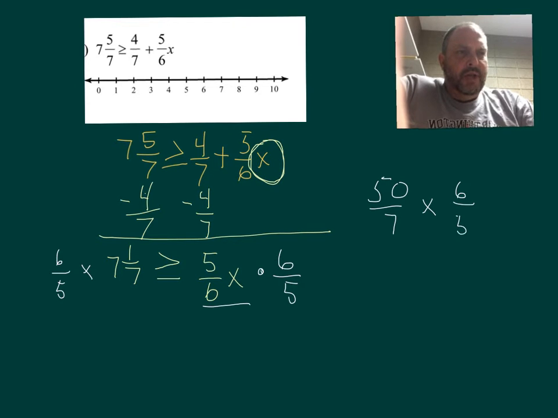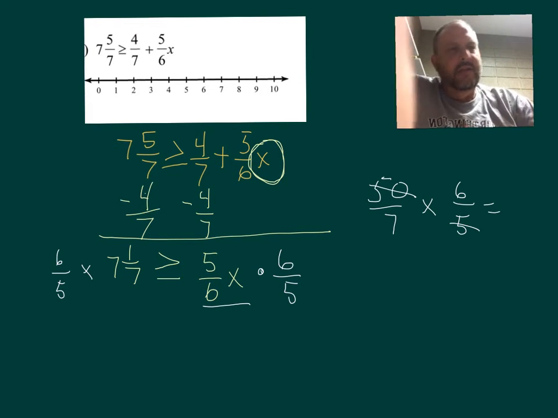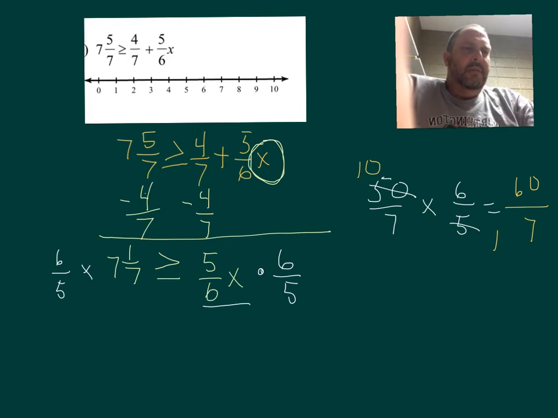Now, I don't want to multiply across right away. I want to do some simplifying to give myself an easier problem. Since 5 will go into 50, I have 5 divided by 5 equaling 1, and 50 divided by 5 equaling 10. 10 times 6 is 60, and 7 times 1 is 7. So now my last step here, it says 60 divided by 7.